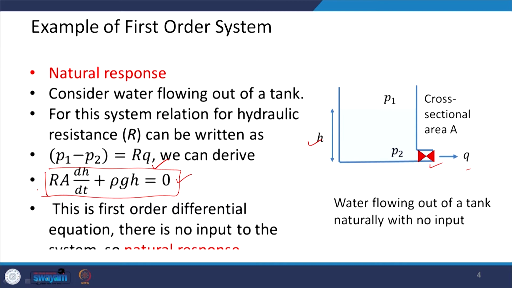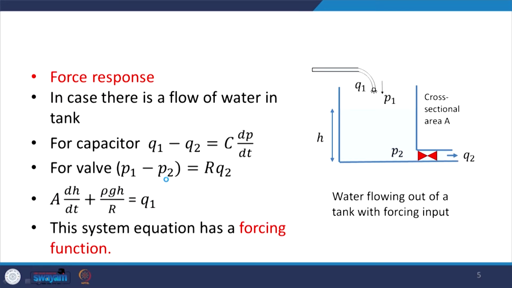Here what you can see is that we are getting an expression in terms of height h of the water in the tank, and it is a natural response. So, there is no forcing function here. So, the right hand side is equal to 0.